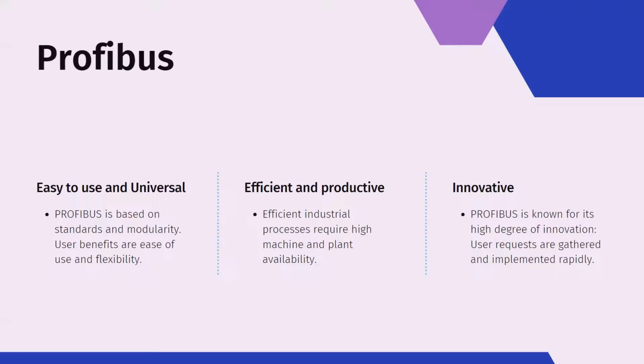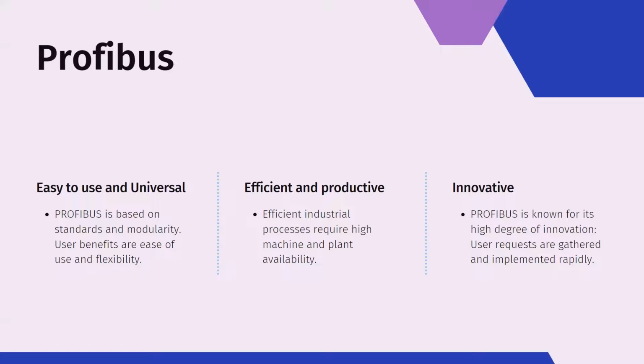Efficient industrial processes require high machine and plant availability. The integrated redundancy of Profibus is unreached when it comes to uninterrupted operation. The result is higher availability combined with reduced maintenance cost. Profibus is optimized for distributed I/O applications. It enables proactive management over the life cycle of a plant.